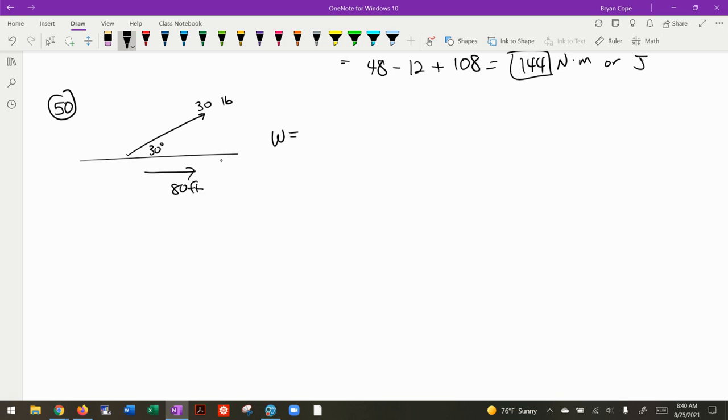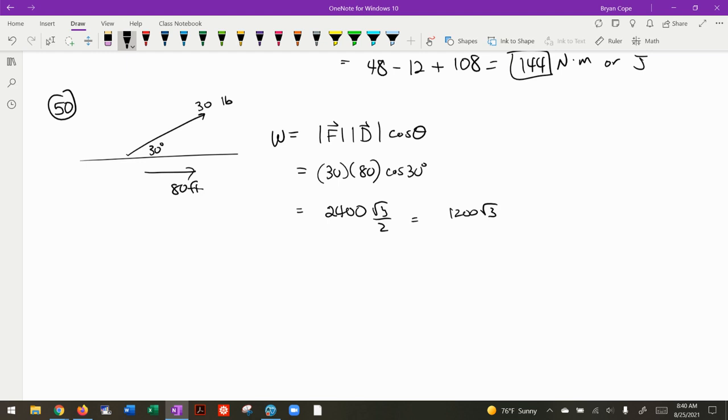Okay, so work this time we're not going to do F dot D, we're going to do magnitude of F, magnitude of D, and then the cosine of theta. So the magnitude of the force is 30, the displacement is 80, and the cosine of 30 is root 3 over 2. So we've got 2400 root 3 over 2, or 1200 root 3. And those would actually be foot-pounds, which is another measure of work.